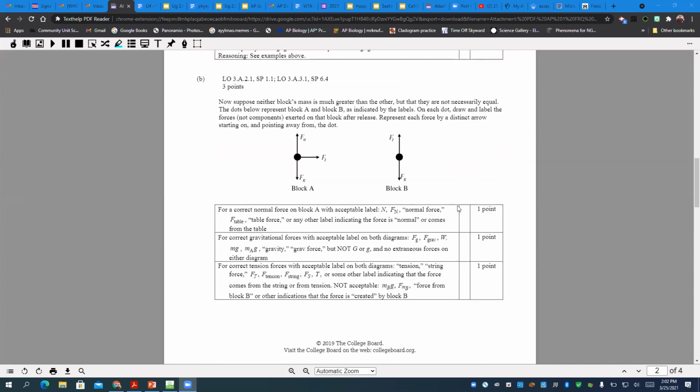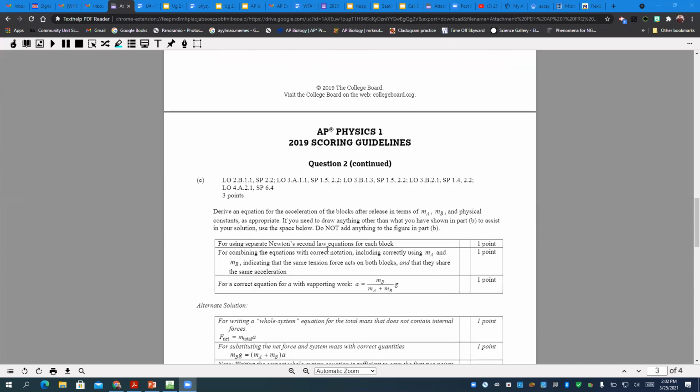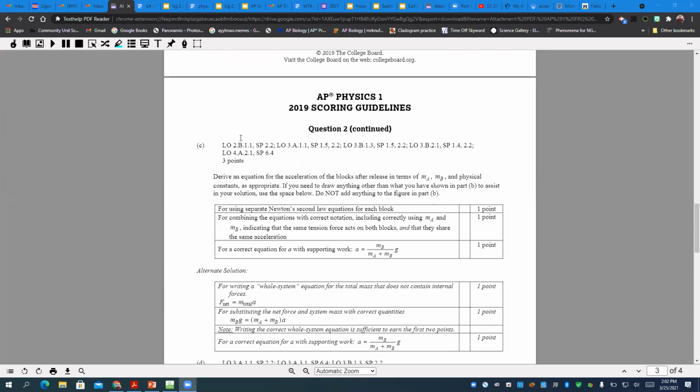Any questions on B? Okay, then finally, this is C: derive an equation for the acceleration of the blocks after release in terms of MA, MB, and physical constants as appropriate. That usually means like little g or big G, or some constant, pi, something like that. That would be perfectly fine to incorporate. But that's all it wants: MA, MB, and pi.